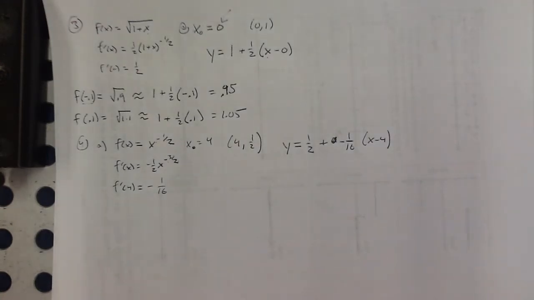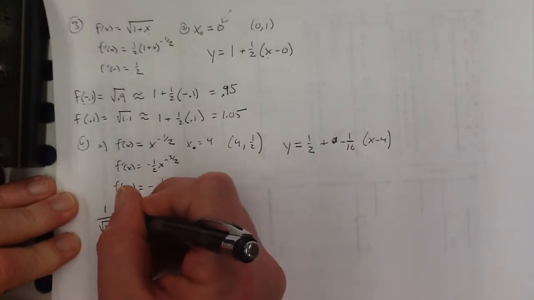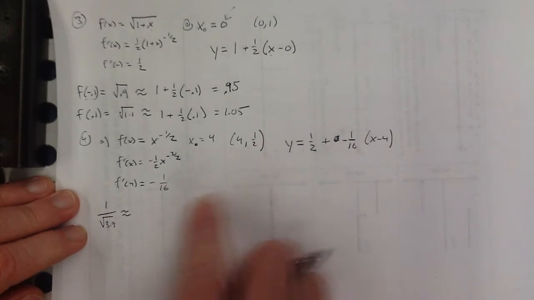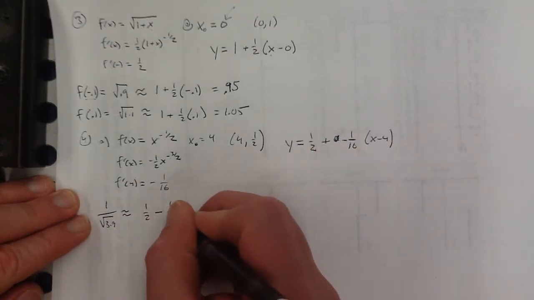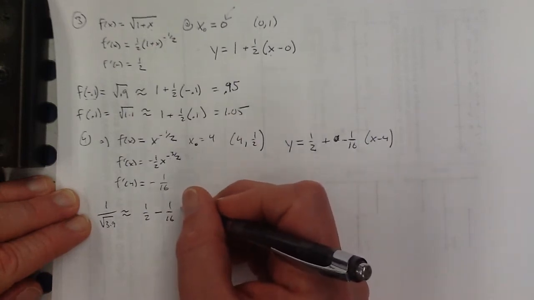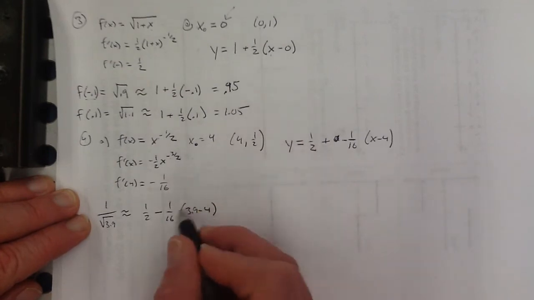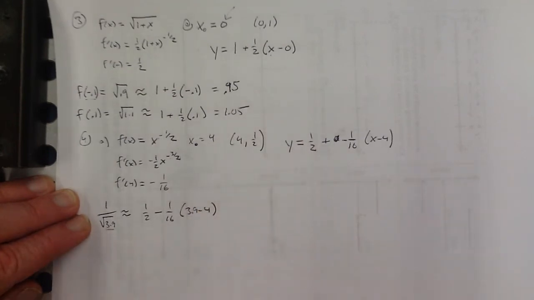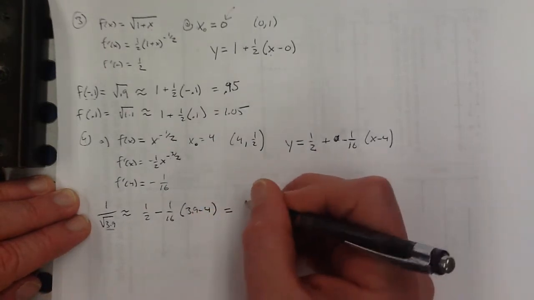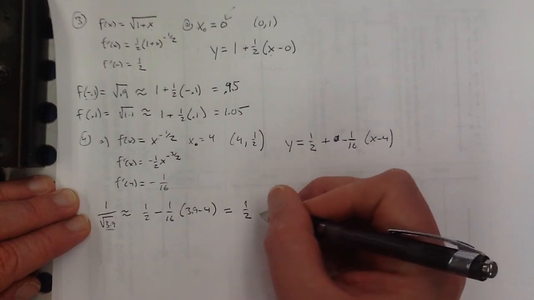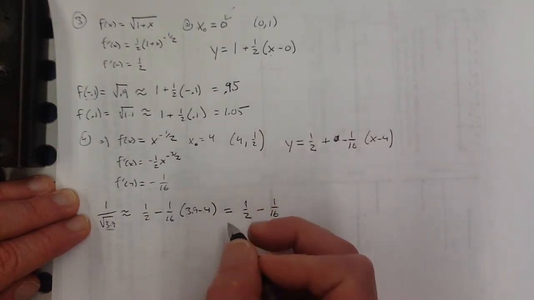So they want us to try this for 1 over the square root of 3.9. What's that approximately equal to? Well, that's approximately equal to 1/2 minus 1/16 times 3.9 minus 4. If you're thinking about this as the delta x, that's a delta x of negative 0.1.